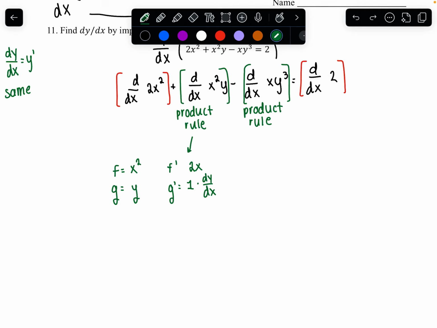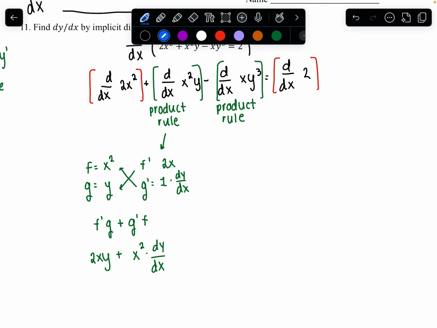You're golden. Okay? So the derivative of x squared times y, well, we need to follow f prime g plus g prime f. That's product rule. So we'll have 2x times y, so this sees that, plus this times that, so x squared dy dx. All right, now let's do the other product rule. Let me do this one in blue. How's that? So we can keep everything organized. So this is product rule round 2.